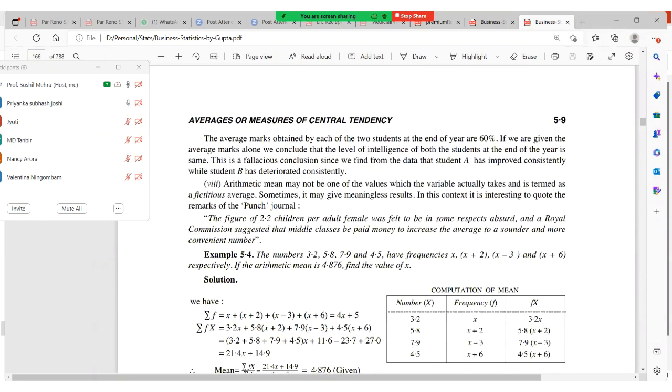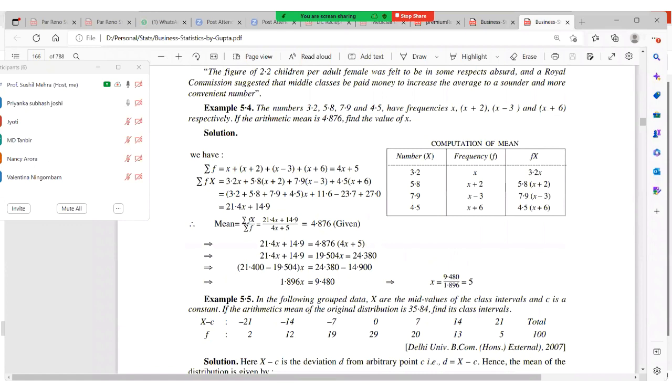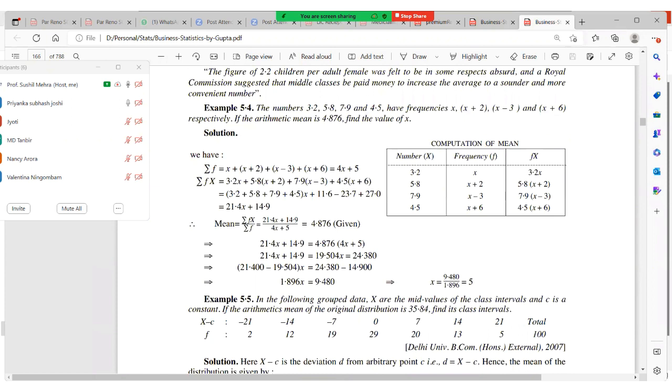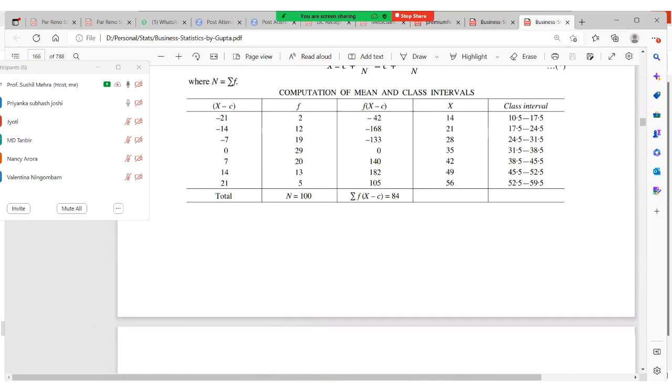Let me do examples for these questions, right? Let's do a simple example. For different types of questions, you can ask.